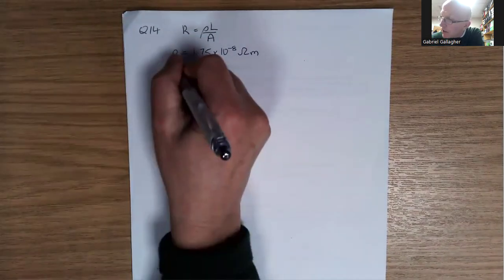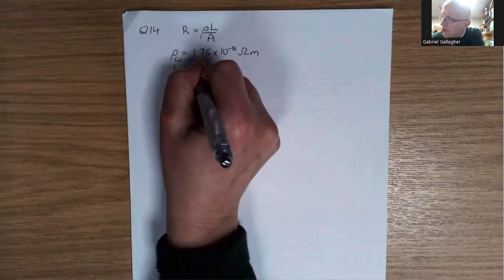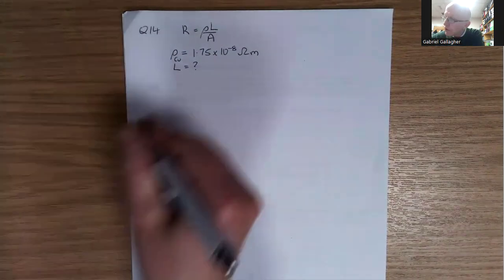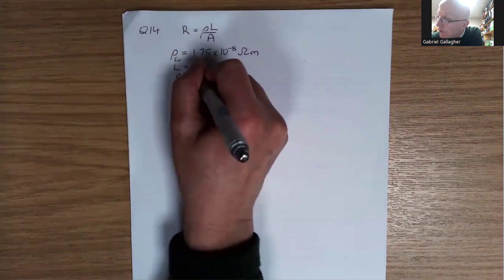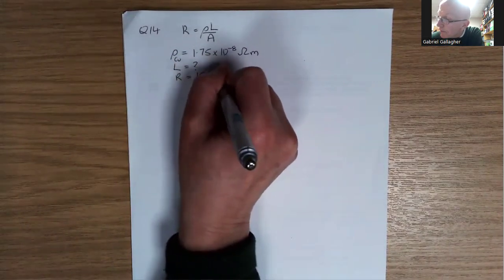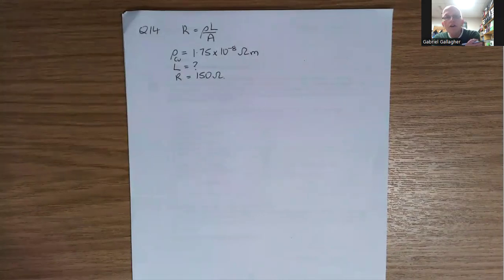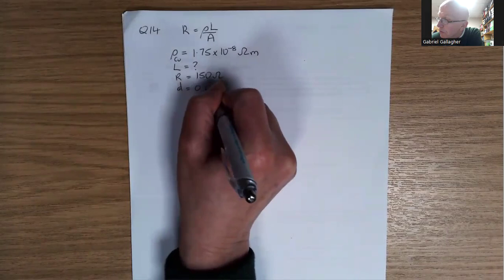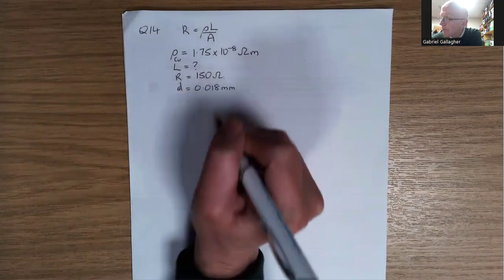The question asks what length of wire you need, so we don't know what the length is. We're being asked to find that. And we're told that the resistance is 150 ohms. I suppose the difficulty in all of this is working out the value for A. You're told in the question there's a diameter of 0.018 millimeters.